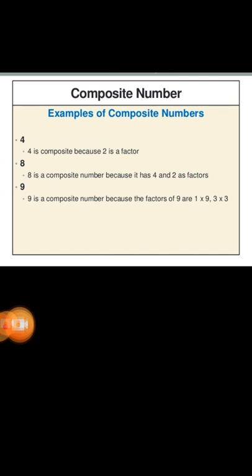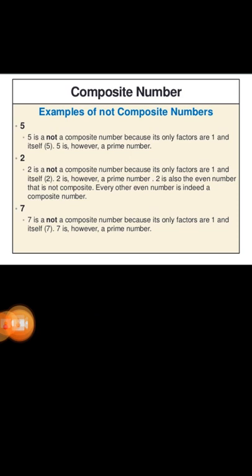Next, we discuss composite numbers. Examples of composite numbers. 4 is a composite number because 2 is a factor. 6 is a composite number because it has 3 and 2 as factors. 9 is a composite number because the factors of 9 are 1 multiplied by 9 and 3 multiplied by 3. So these are the composite numbers.